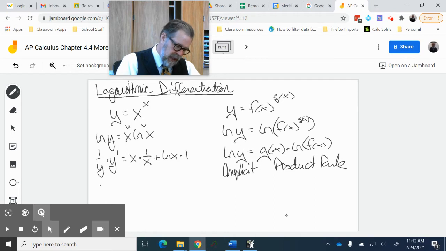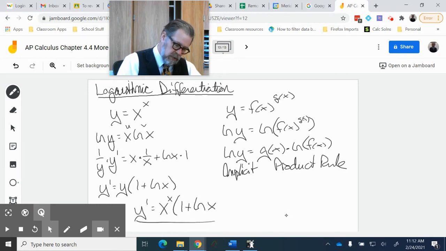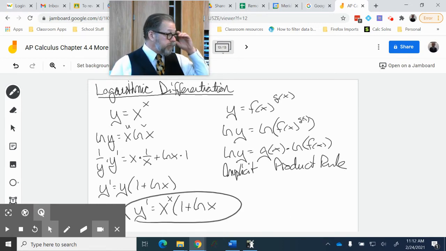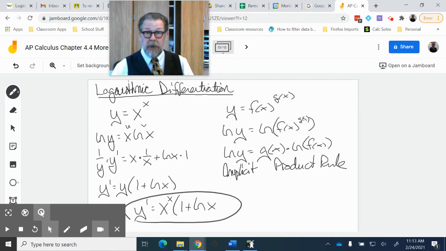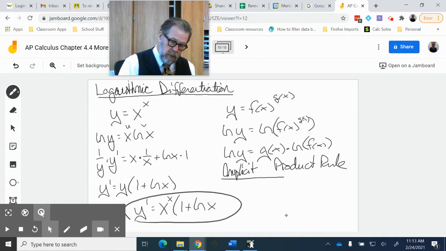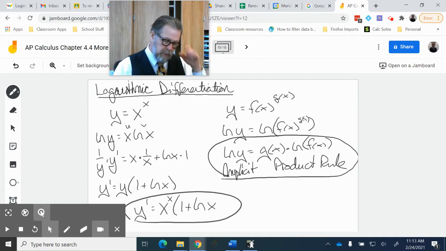Doing some simplification, I get that y prime equals y times 1 plus natural log of x. And of course, y is equal to x to the power of x. So the derivative of this function is x to the power of x times 1 plus natural log of x. Pretty straightforward, really. The trick is just keeping track of everything because you've just got a lot of things going on here with your implicit differentiation and your product rule.